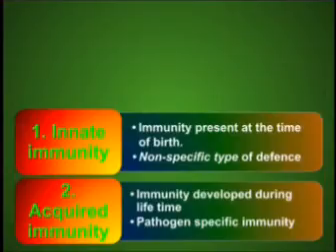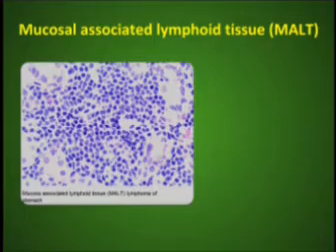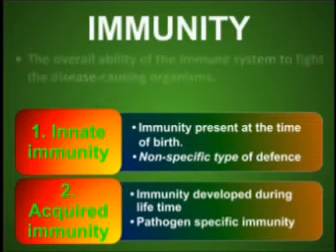This is MALT, mucosal associated lymphoid tissue. It makes up around 50% of the lymphoid tissue in our body. All the tissues are connected with mucosal associated tissues such as MALT, and they also help to give immunity to the human body. The immunity is of two types.